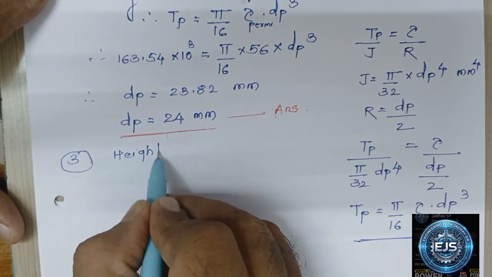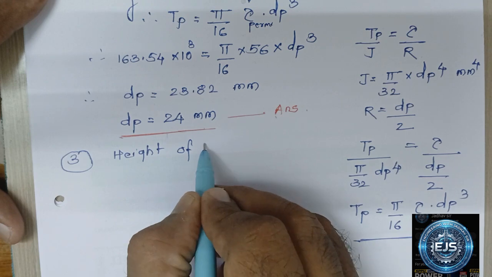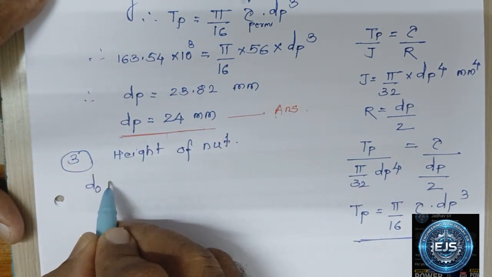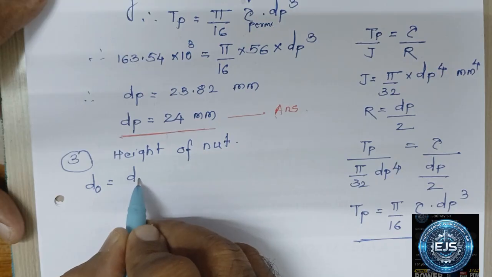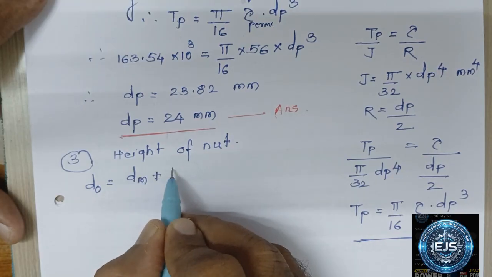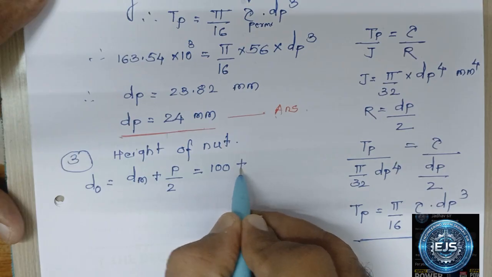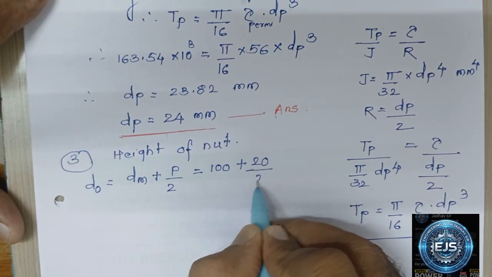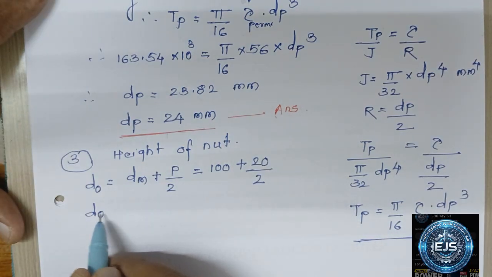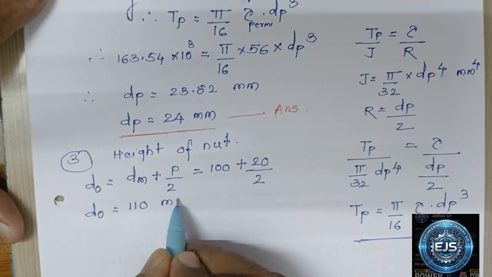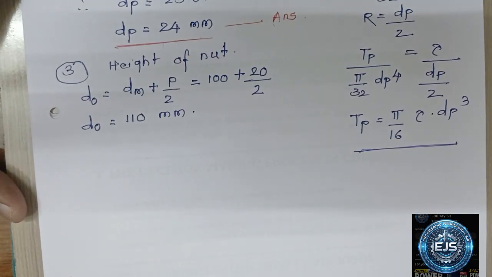हमें दूसरा आंसर फाइंड आउट करना है. So for finding out the height of the nut, first we have to calculate the outer diameter of the screw, DO. So DO is calculated as mean diameter plus pitch by 2. Mean diameter was given 100 mm plus pitch 20 mm, 20 by 2. So DO is equal to 100 plus 10, that is 110 mm. DO is the outer diameter of the screw.